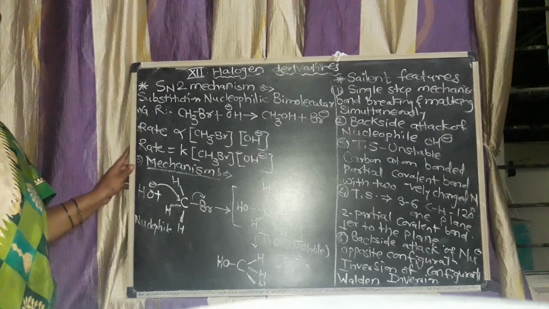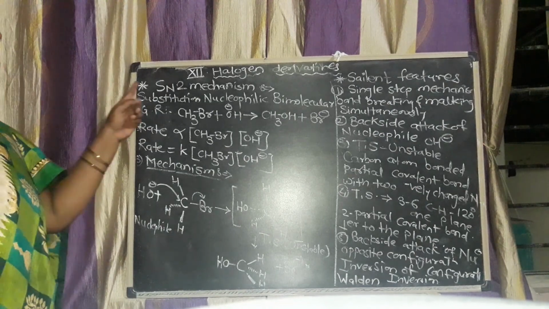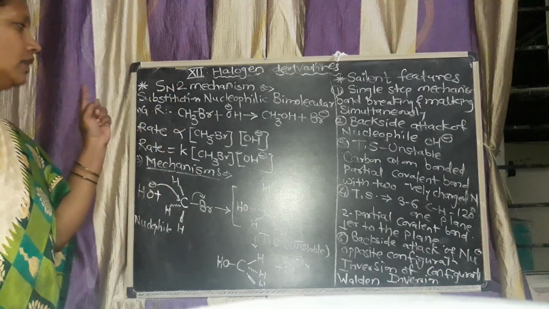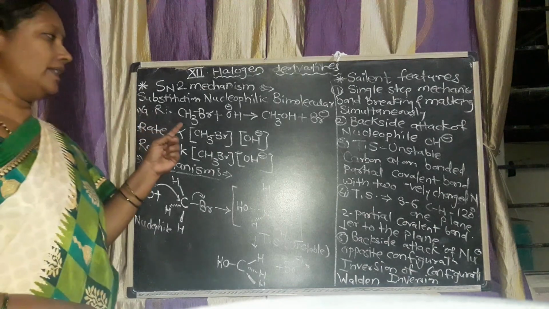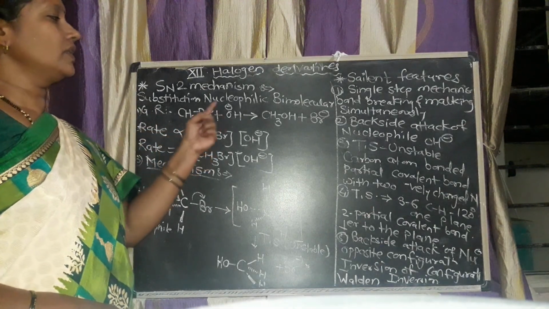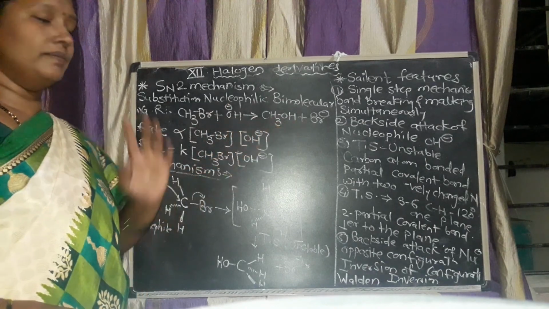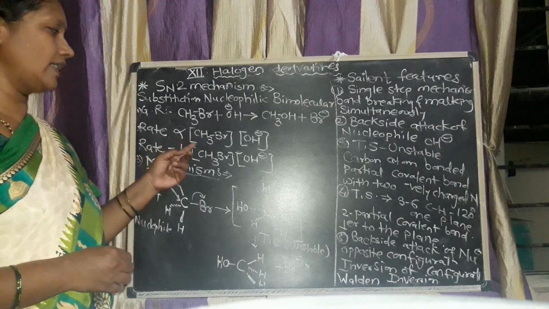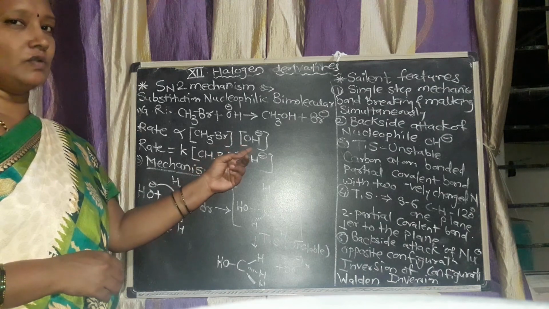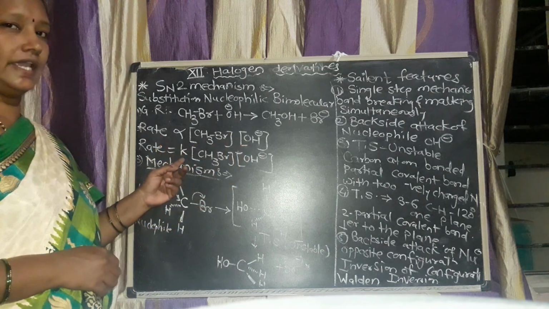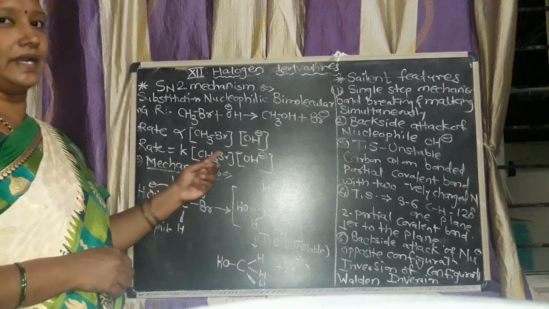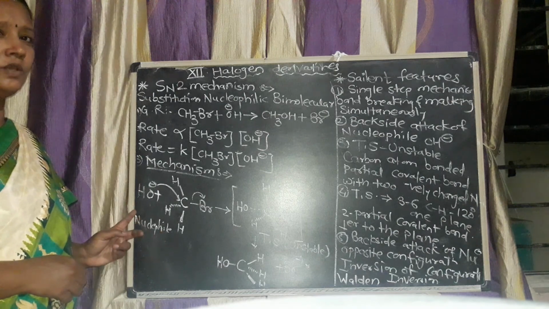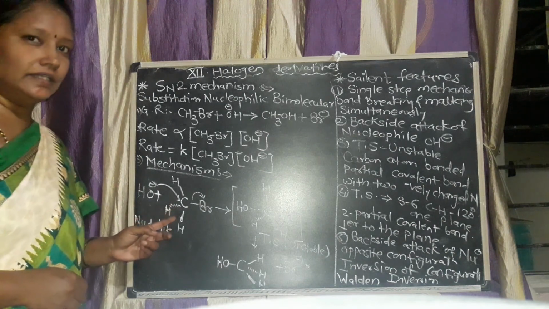Now I can also repeat here the SN2 mechanism. SN2 means substitution nucleophilic bimolecular. General reaction: methyl bromide plus nucleophile OH minus forms methyl alcohol plus Br minus. The rate of the reaction is directly proportional to the two reactants, methyl bromide and OH minus nucleophile. Rate is equal to constant K times the concentration of methyl bromide and the concentration of OH minus nucleophile. Now the mechanism: nucleophile OH minus plus the reactant methyl bromide.